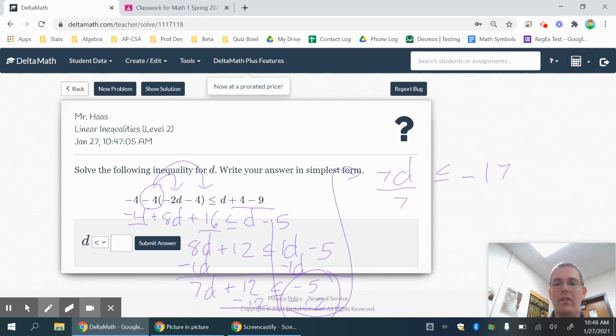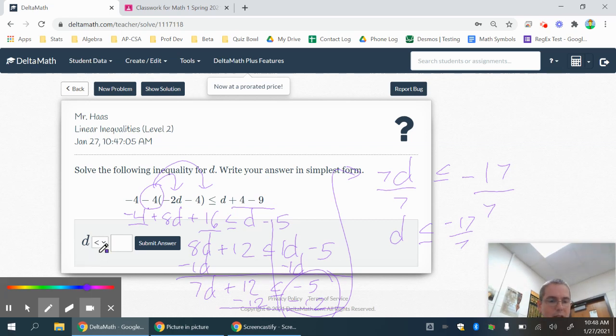Then I divide both sides by 7. Since I'm dividing by a positive number, the sign does not change, and it's negative 17 over 7. So your answer should be d, change that to a less than or equal to, and then negative 17 over 7.